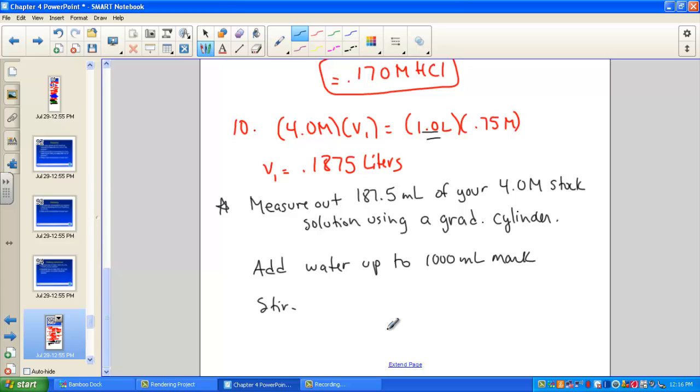You have now completed your lesson 5 on molarity. You have enough information to practice now your assignment number 5.